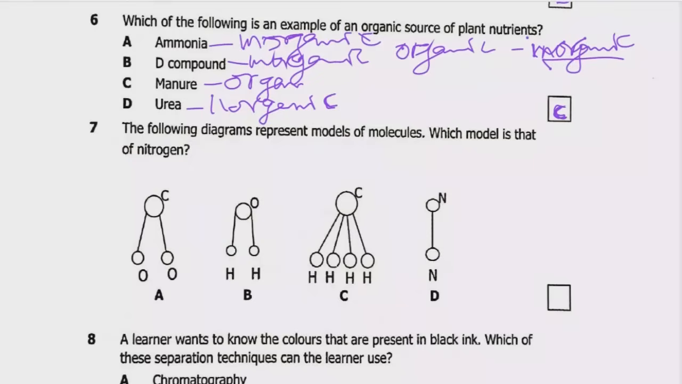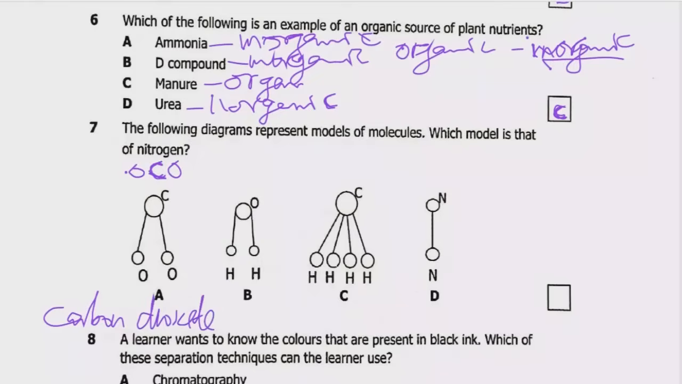We come to question 7, which is: the following diagrams represent models of molecules. Which model is that of nitrogen? So let's look at the models that were given. We have got A. We have got 2 atoms of oxygen reacting with 1 atom of carbon, which will make carbon dioxide. So what is produced when those 3 atoms react? 2 atoms of oxygen plus 1 atom of carbon, they'll make carbon dioxide.